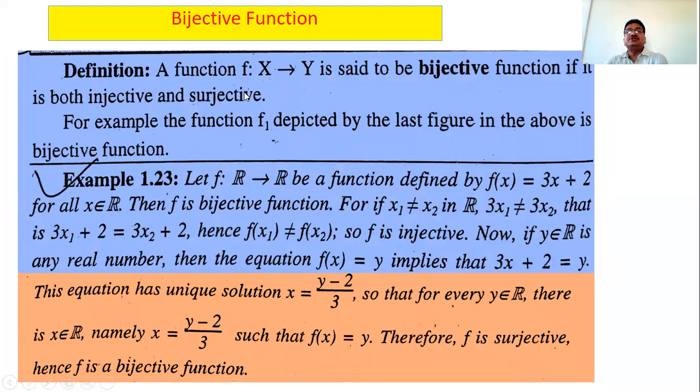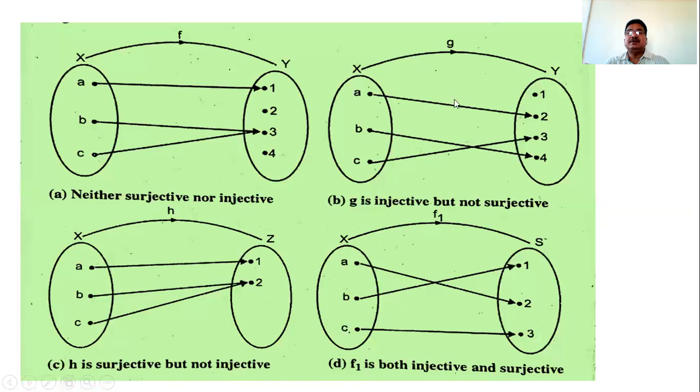We say the function is a bijective function if it is both injective and surjective. For example, this function f1 is both injective and surjective, therefore f1 is a bijective function. So problems on injective and surjective functions we'll see in the next video.